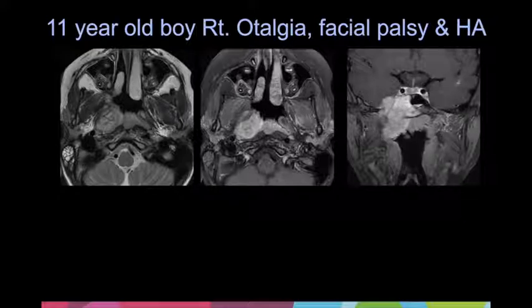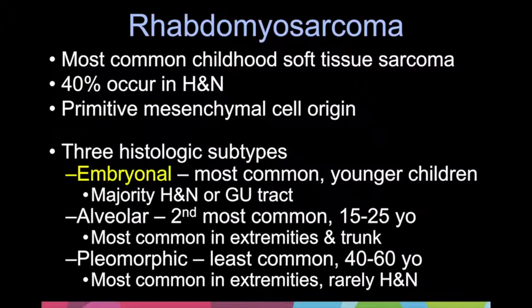The differential diagnosis would include lymphoma, rhabdomyosarcoma, and nasopharyngeal carcinoma. This patient proved to have parameningeal embryonal rhabdomyosarcoma. Rhabdomyosarcoma is the most common childhood soft tissue sarcoma and involves the head and neck 40% of the time. There are 3 histologic subtypes.